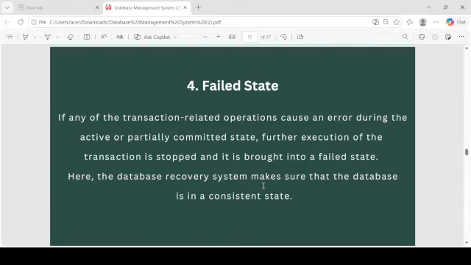The next state is the failed state. If you are making a transaction and it fails, it comes into this state. If any transaction-related operation causes an error during the active or partially committed state, further execution of the transaction is stopped and it is brought into a failed state. Here the database recovery system makes sure that the database is in a consistent state.